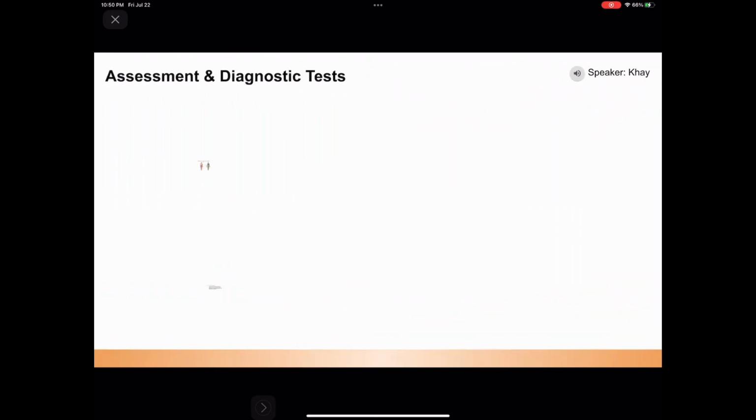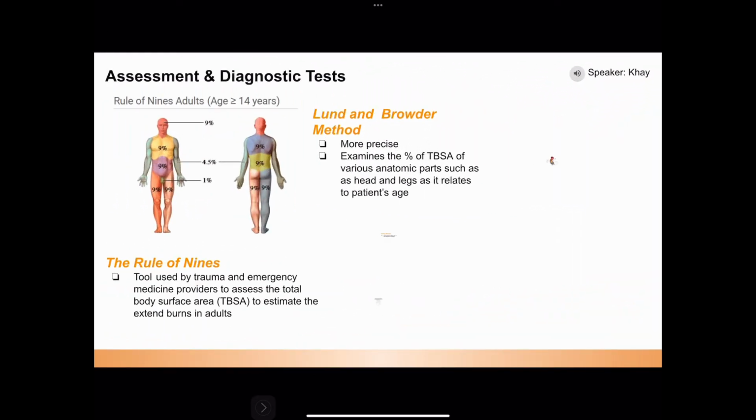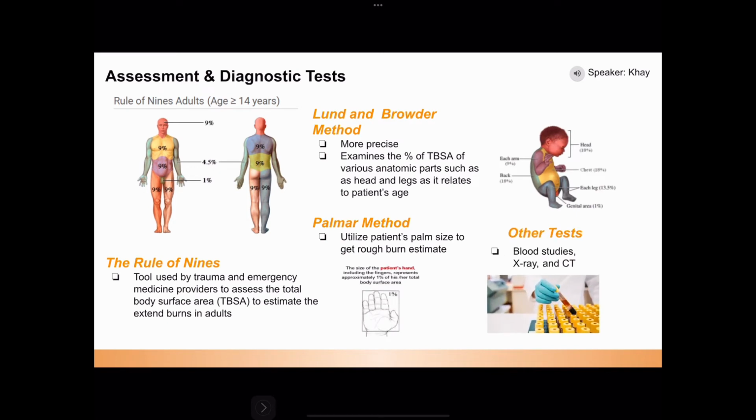Assessment and diagnostic tests. The Rule of Nines is an assessment tool used by trauma and emergency medicine providers to determine the total body surface area burned in patients. Measurement of the initial burn surface area is important in estimating fluid resuscitation requirements. The evaluation is made on arrival of the patient to the hospital and should be revised within the first 72 hours. This tool is only utilized for second-degree and third-degree burns.